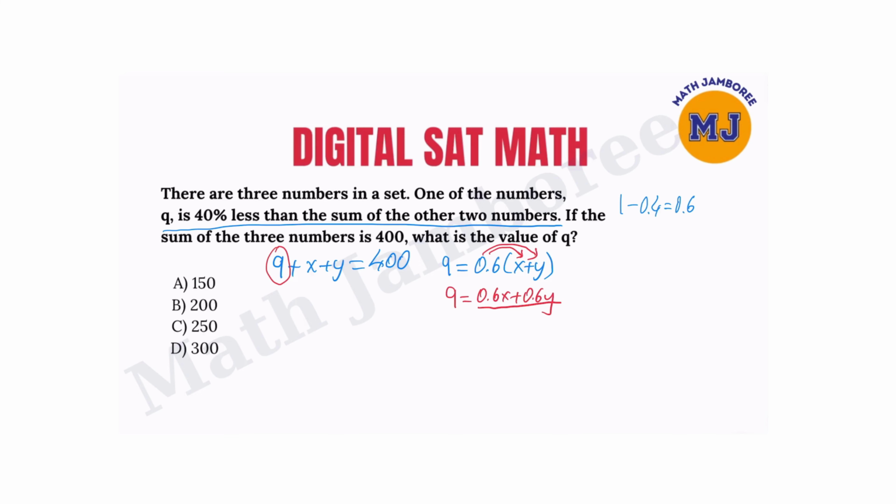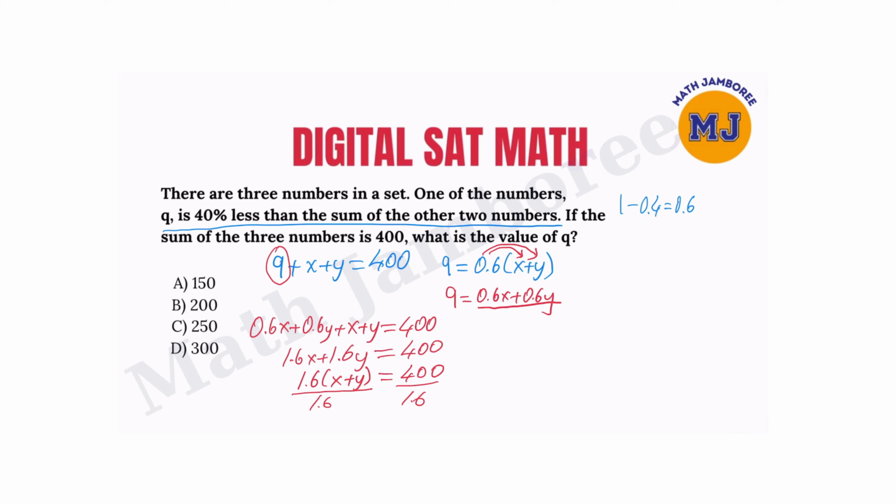So we just found the value of Q in terms of x and y. Let's go ahead and substitute these values in the first equation. 0.6x plus 0.6y plus x plus y is equal to 400. So 1.6x plus 1.6y is equal to 400. So we will factor out 1.6, getting 1.6 times (x plus y) is equal to 400, and we will divide both sides by 1.6.